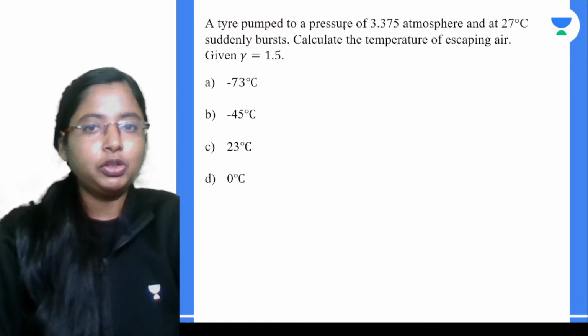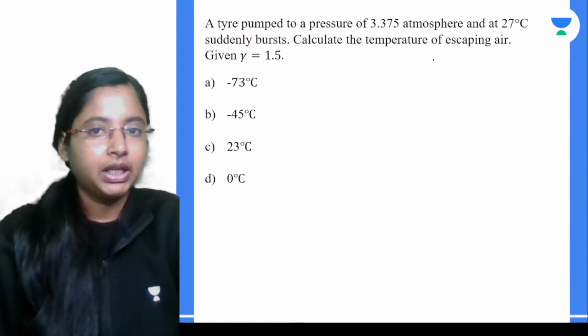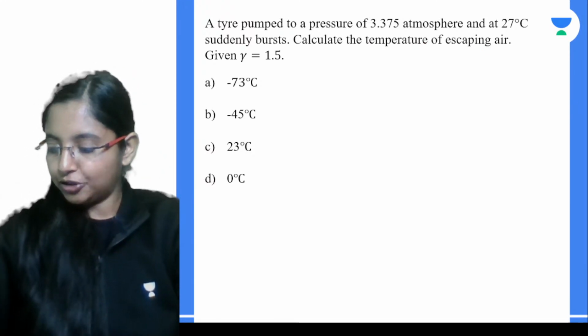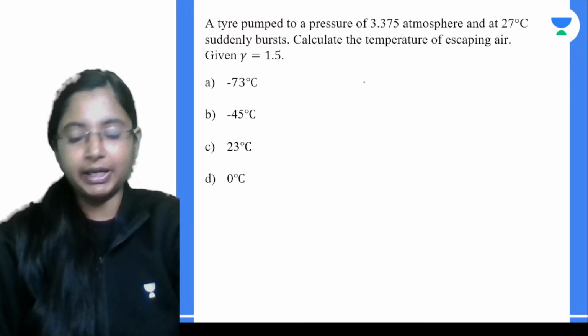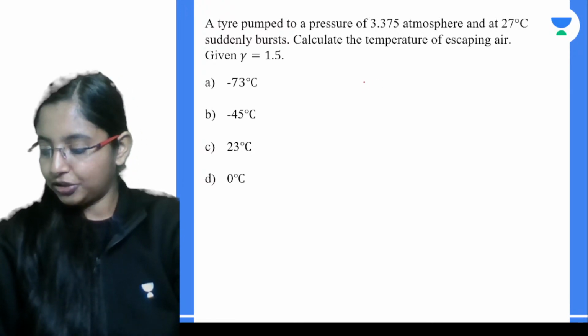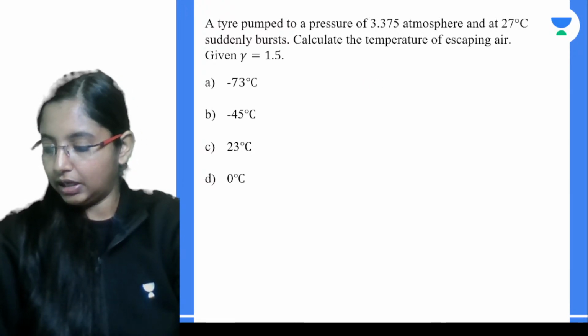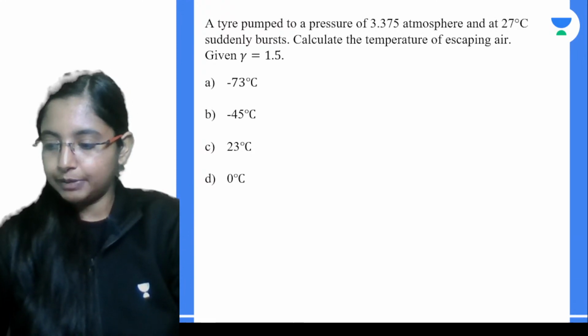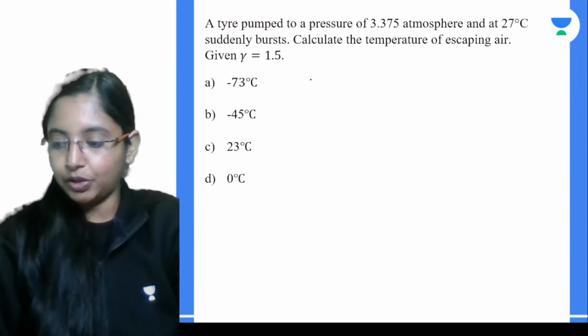A tire pumped to a pressure of 3.375 atmosphere and at 27 degrees Celsius suddenly bursts, so calculate the temperature of the escaping air. This is basically an adiabatic expansion. The air expands adiabatically. For an adiabatic expansion, what is the equation that connects pressure and temperature?